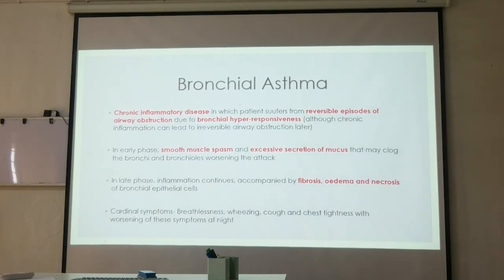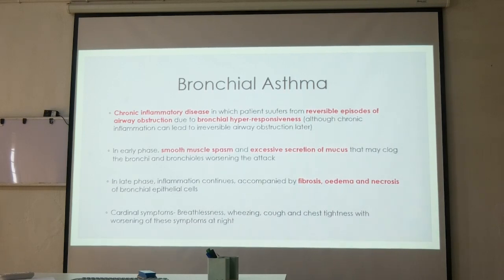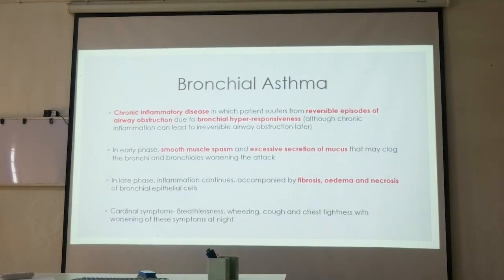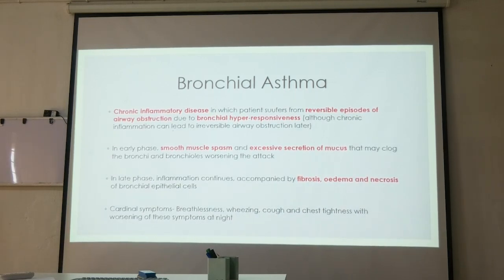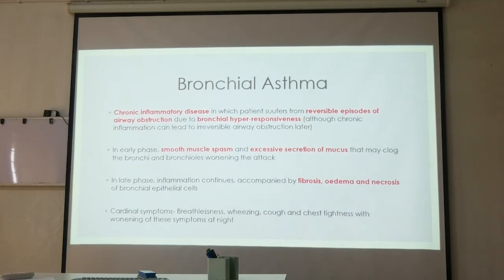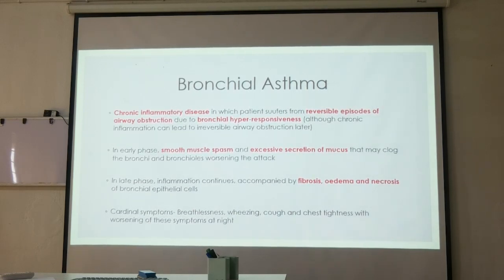Now, what happens in the early phase of bronchial asthma? There is bronchoconstriction due to smooth muscle spasm. Along with that, in the later phase, there is excessive secretion of mucus, and this mucus can clog the bronchioles and the bronchus, worsening the attack. In the later phase, the inflammation continues due to the release of inflammatory mediators from inflammatory cells like mast cells, particularly eosinophils, basophils, and neutrophils, accompanied by fibrosis, bronchial wall edema, and necrosis of the bronchial epithelial cells.